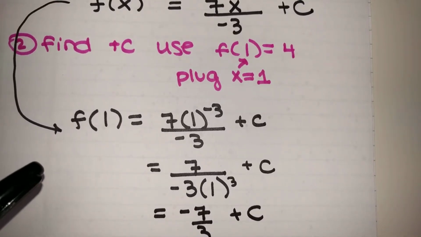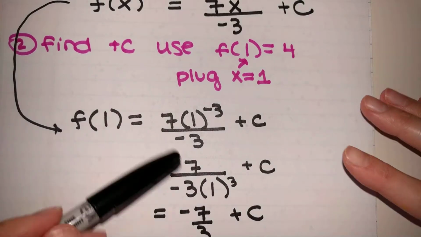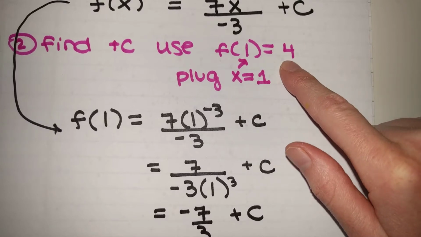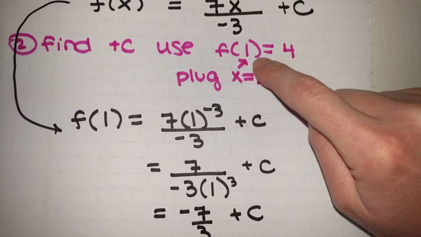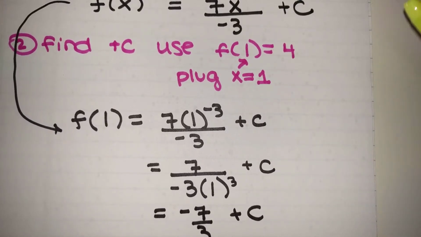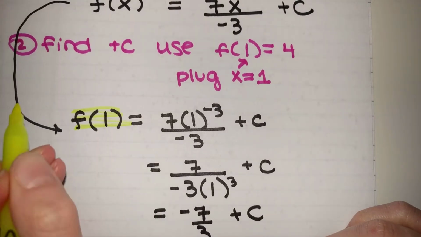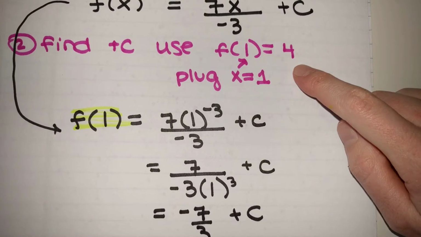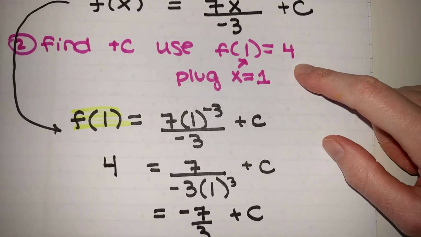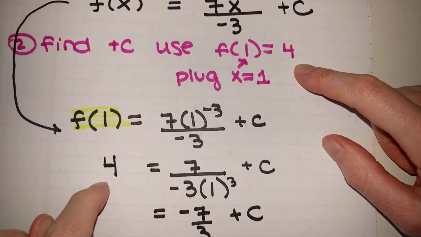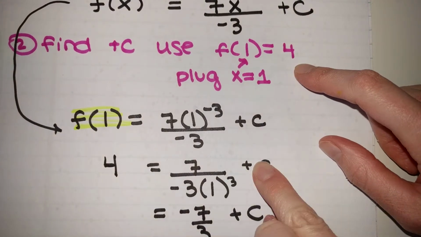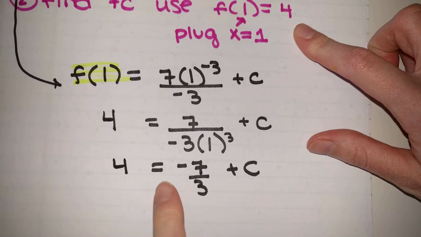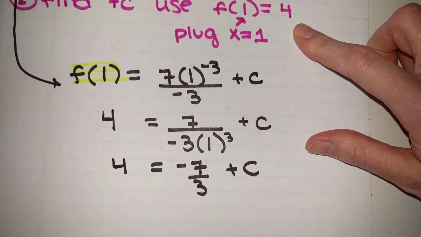Now, in order to make any progress with this question, we can't just plug in 1. We have to use the other piece of information, and that is that f of 1 is equal to 4. So I replace the f of 1 with 4, and now I have just one equation and one unknown, and I can solve. Here I have 4 equals negative 7/3 plus c.